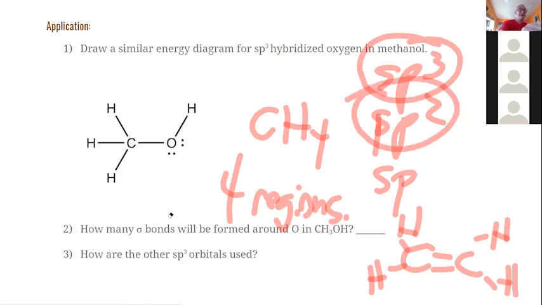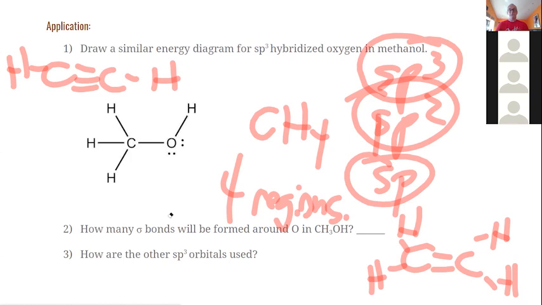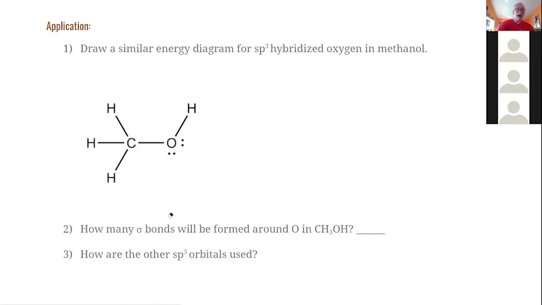And if I have this, then how many regions of electron density are around each carbon now? Two. Just two. So I need two equivalent electrons. I just need sp, okay? Now I will show you how that works. But so now we're going to deal with the oxygen. We're dealing with this oxygen right here.